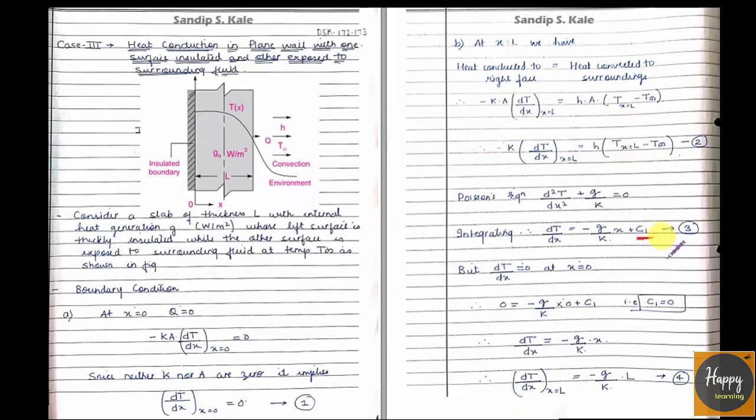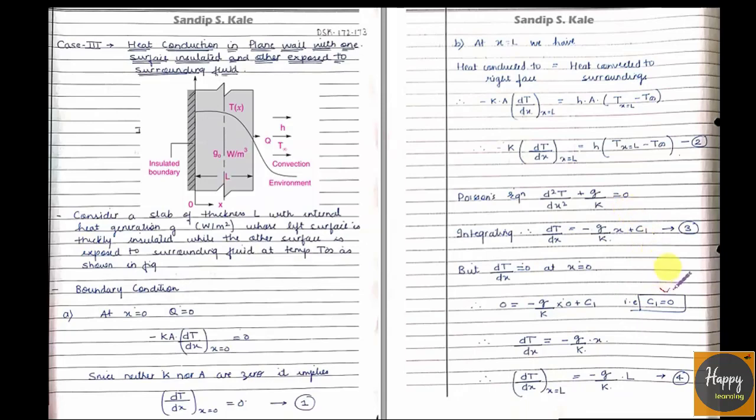How will we find it? Same, we'll apply the boundary conditions. At x is equal to 0, we have seen that dT by dx is equal to 0. We found this initially. So if I put dT by dx equal to 0 in this equation, what I get is 0 is equal to minus g upon k multiplied by, instead of x, I will write 0. If I put all these values, I get the value of C1 as 0. So this is the value of C1.